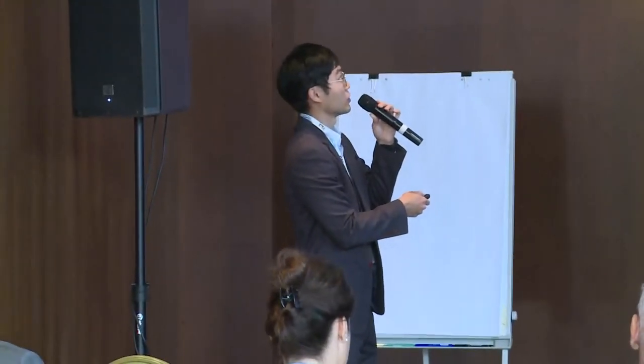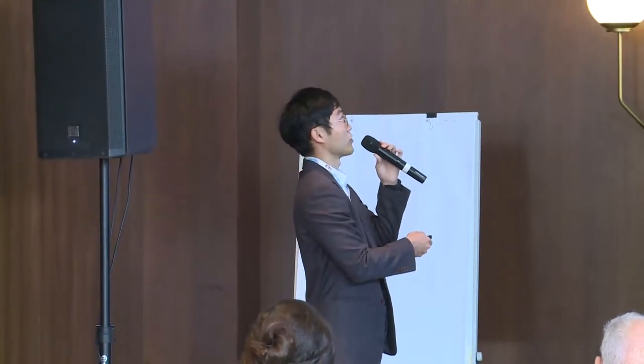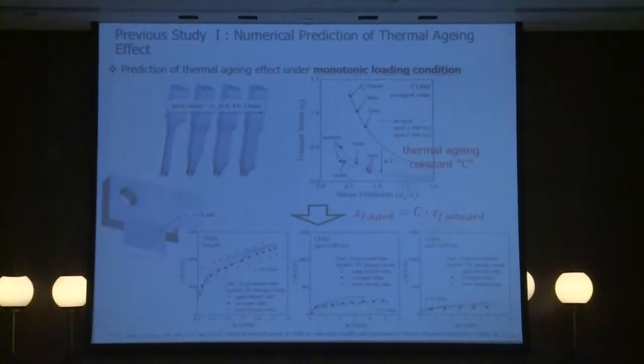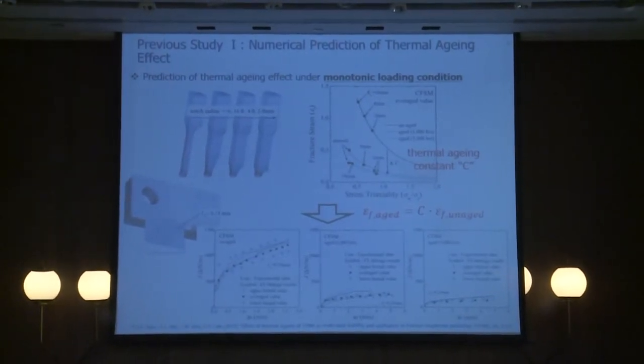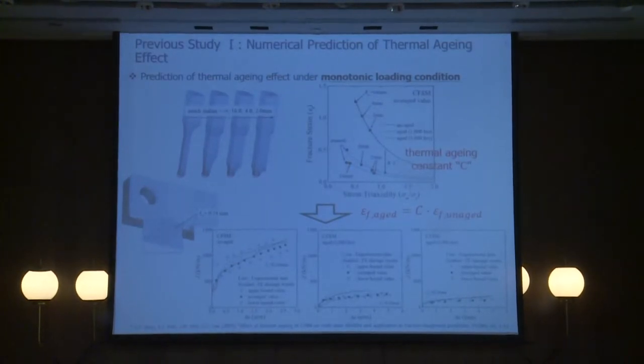This is the previous study of our laboratory. We predicted the thermal aging effect under monotonic loading condition. We applied the strain-based damage model with the thermal aging constant C concept. We predicted that the multiaxial fracture strain of aged CF8A can be expressed as one constant C times the multiaxial fracture strain of unaged CF8A. By this prediction, we can predict the fracture toughness of aged cast stainless steel, and the predicted results are shown here. If you want more information about this research, you can refer to this paper.